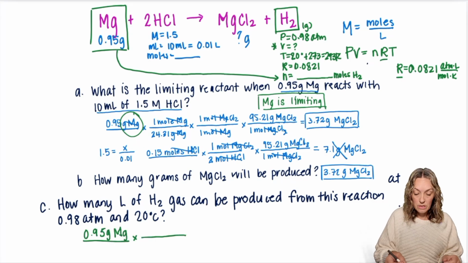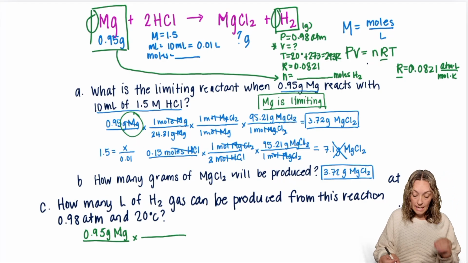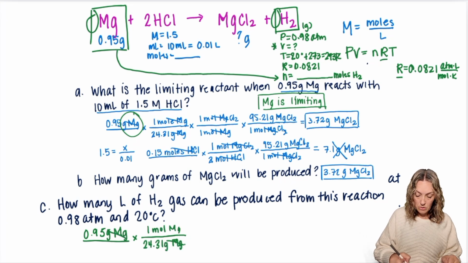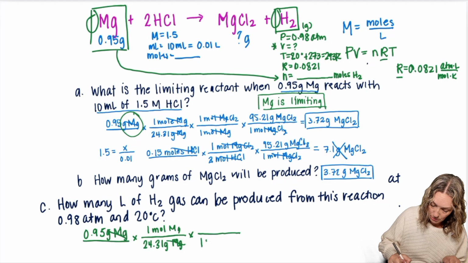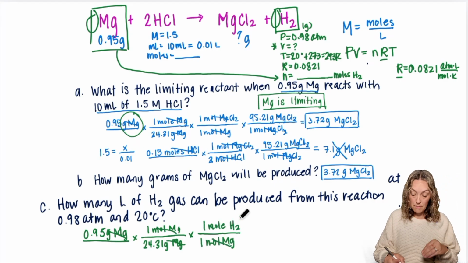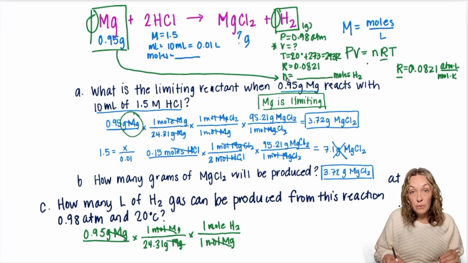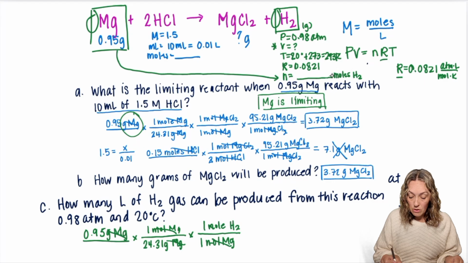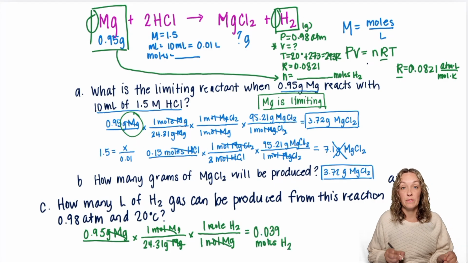I would like to use the 1-to-1 mole ratio from the balanced equation between the Mg and the H2, but I can't use that until I have moles. According to the periodic table, there are 24.31 grams in 1 mole of Mg. Now that I'm in moles of Mg, I'm ready to use that 1-to-1 mole ratio. For every 1 mole of Mg, I know that I'm going to produce 1 mole of H2. And remember that moles of H2 was what I was trying to find. If I can find moles of H2, I can then use my PV equals nRT equation to solve for volume. I know that I can produce 0.039 moles of H2.